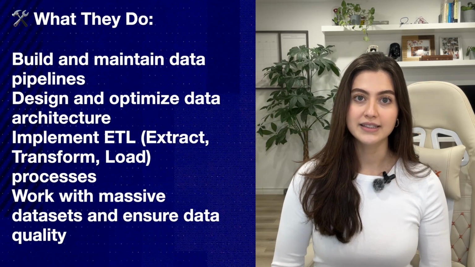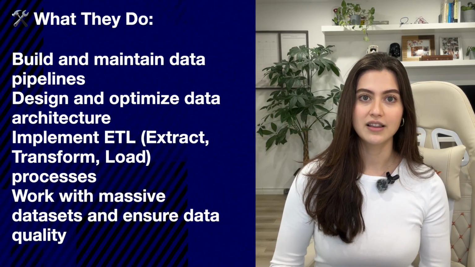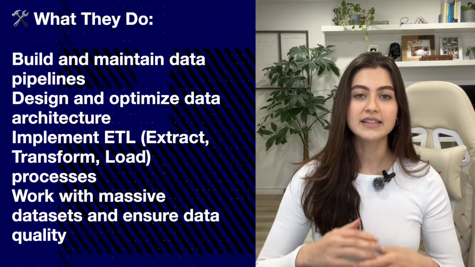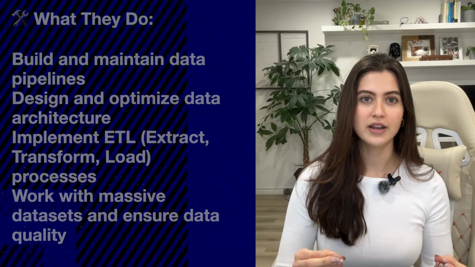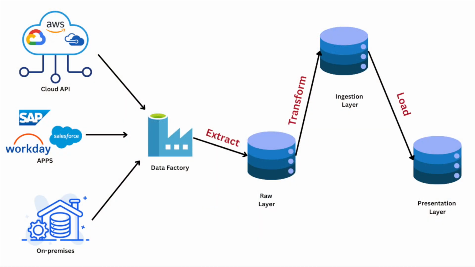So what do they do? They build and maintain data pipelines. They design and optimize data architecture. They implement ETL, which is extract, transform, load processes, work with massive data sets, and ensure the quality. Their main responsibility is building data pipelines, which are systems that move data from raw sources like APIs, databases, or even IoT devices, all the way into a data warehouse like Redshift or BigQuery. This process is often called ETL or ELT, depending on the setup.